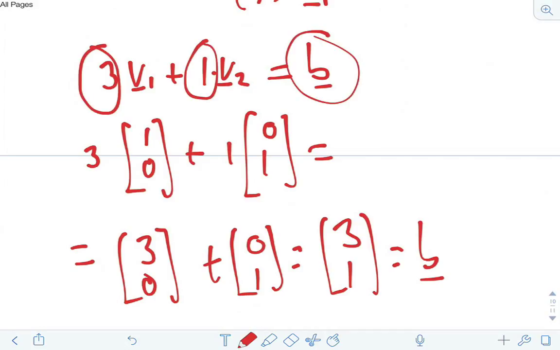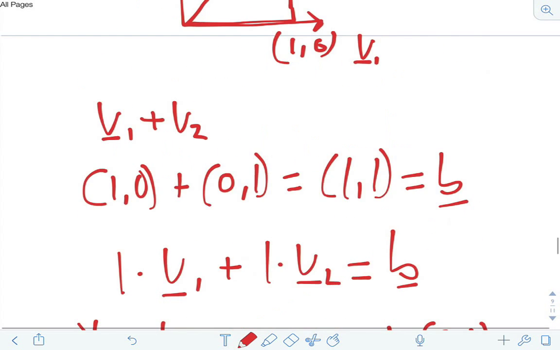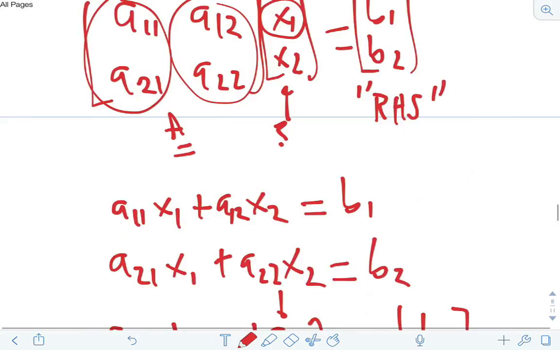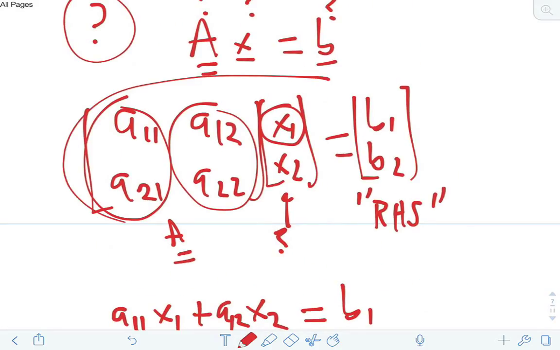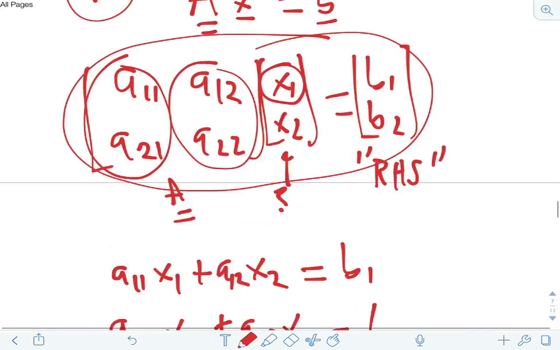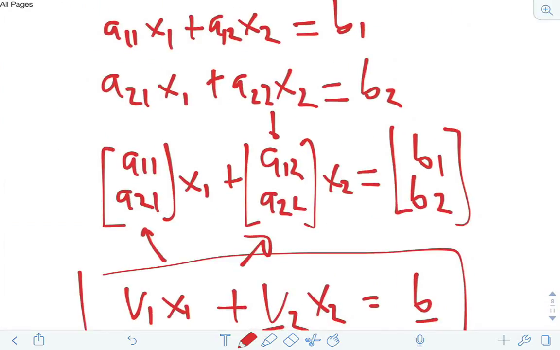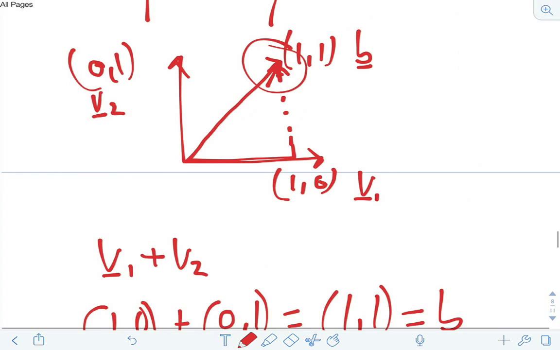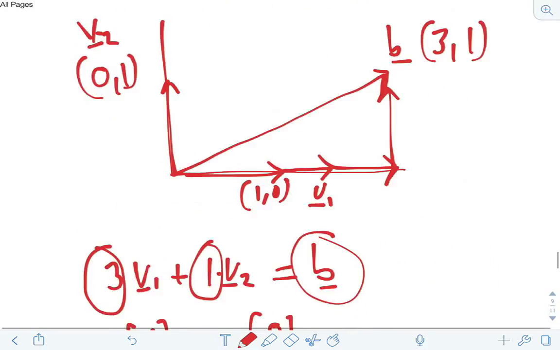So that's the question I'm asking. Again, going back to where we started, let me just scroll back. We wrote this system of equations like this. We want to know x1, x2. I rewrote it in a different form where I can write it as first column vector of A times unknown x1 plus second column vector of A times unknown x2 equals b1, b2. These are unknowns. Can I form a linear combination of the column vectors of A and make this right-hand side b? Then we started tinkering with simple vectors v1 and v2, and we were able to do it.